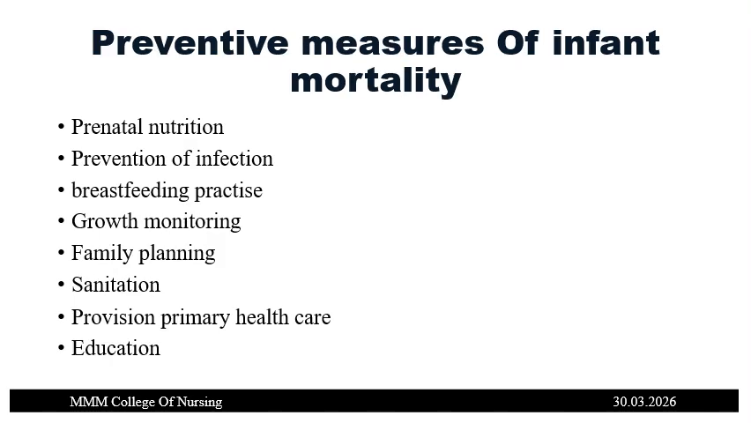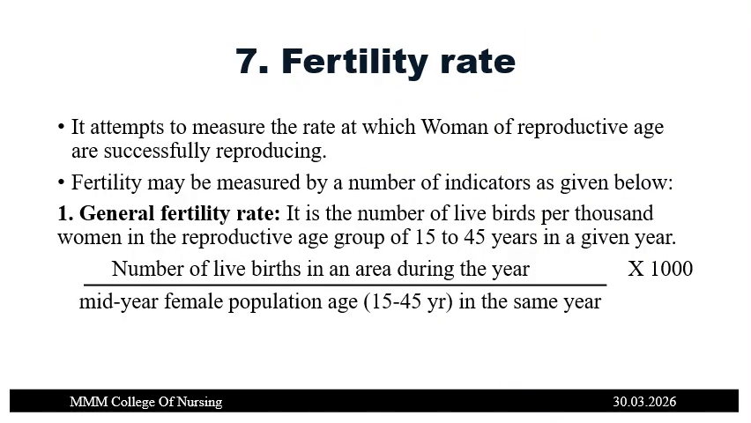Preventive measures. Preventive measures of infant mortality include breastfeeding, immunization, proper nutrition, and sanitation. These are simple but effective interventions. For example, exclusive breastfeeding for 6 months can significantly reduce infant death.